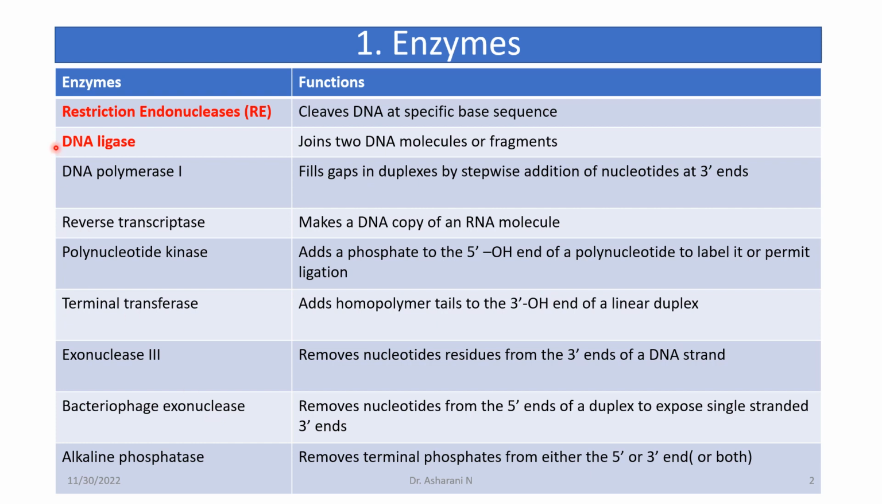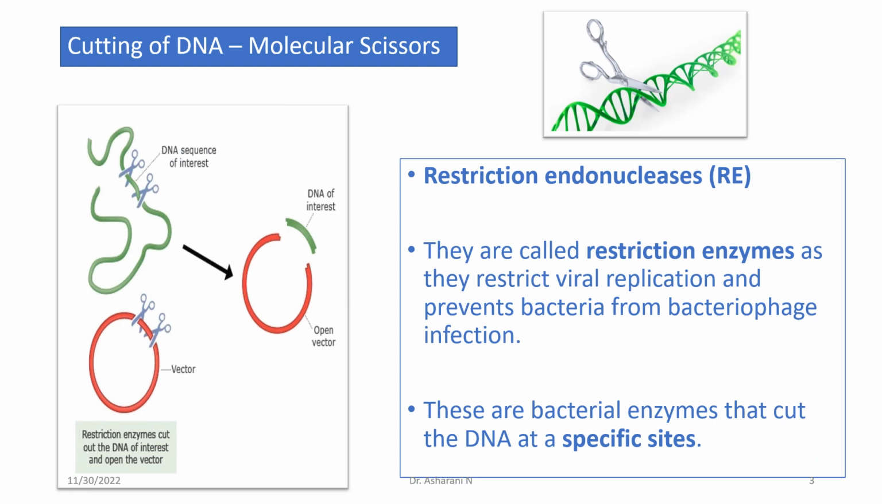But we will be dealing more with these two enzymes, that is restriction endonucleases, which cleave DNA at specific sites, and DNA ligases. They are the enzymes which join the two fragments of DNA end to end. Now we will see more about restriction endonucleases. They are the molecular scissors which cut the desired DNA, and also they will cut the vector.